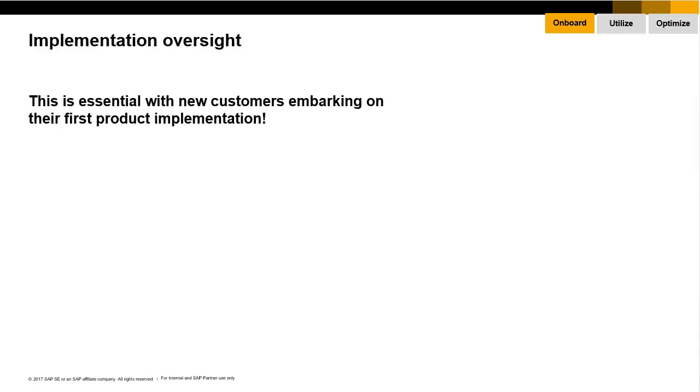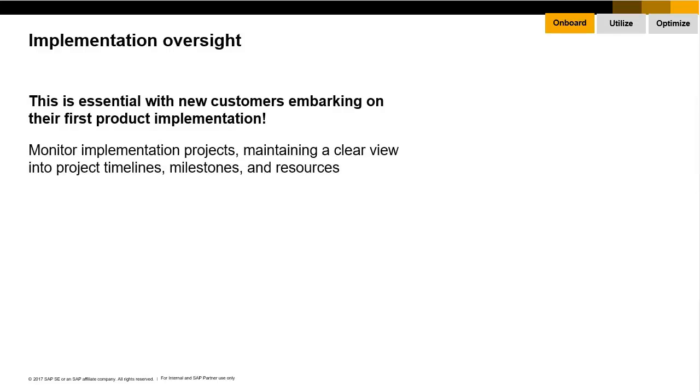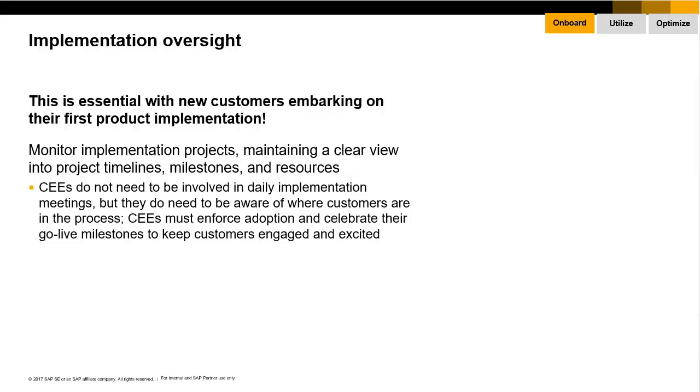Now, when we talk about implementation oversight, we're really talking about monitoring implementation projects and maintaining a clear view into project timelines, milestones, and resources, as well as risks. Keep in mind that CEs do not need to be involved in daily implementation meetings, but they do need to be aware of where customers are in the process, and CEs must enforce adoption and celebrate their go-live milestones to keep customers engaged and excited.